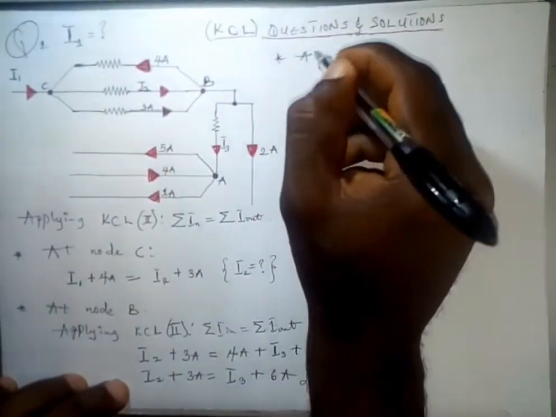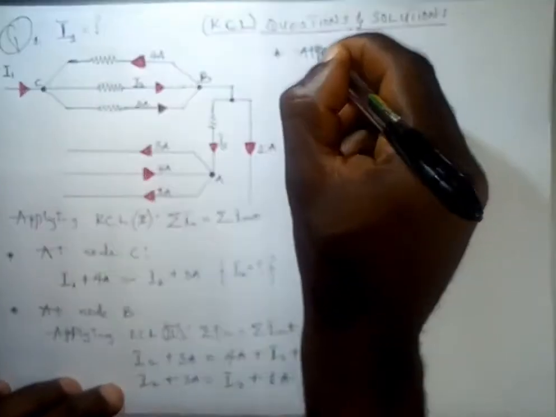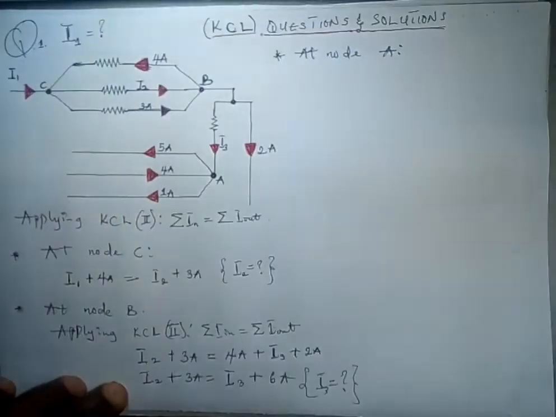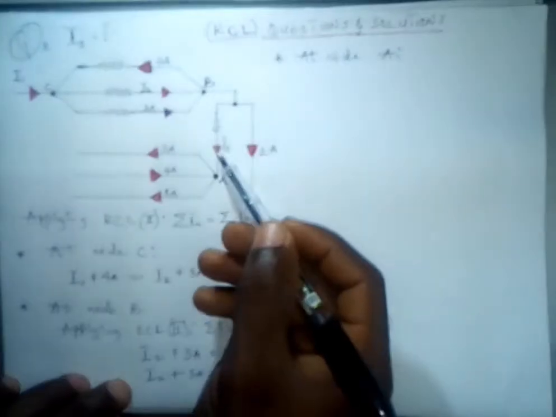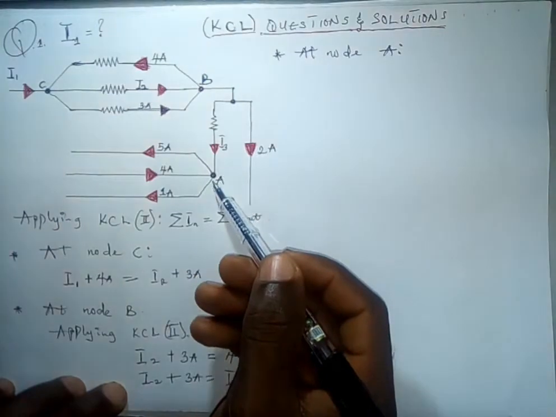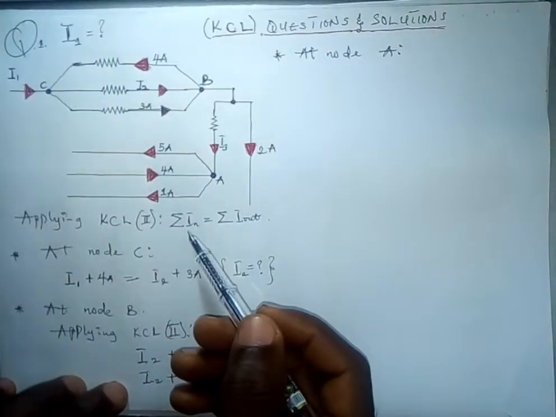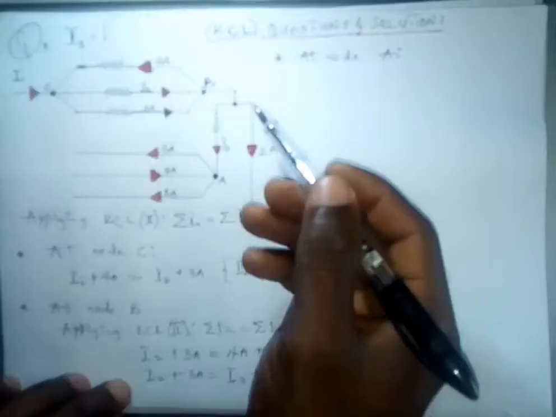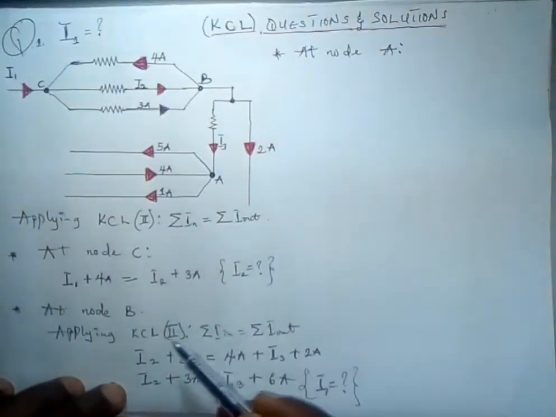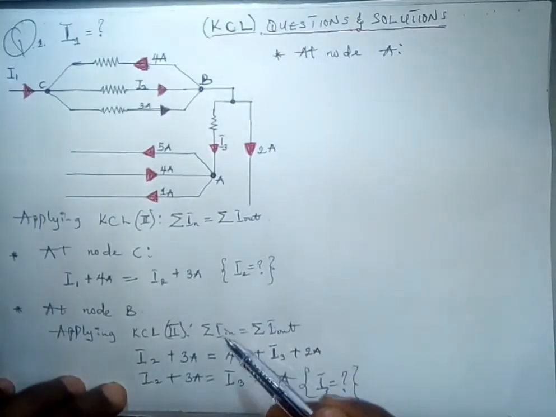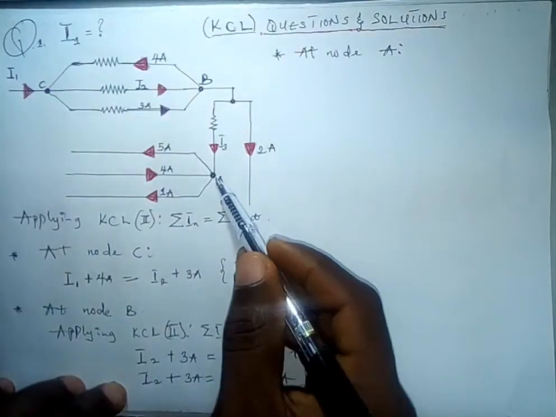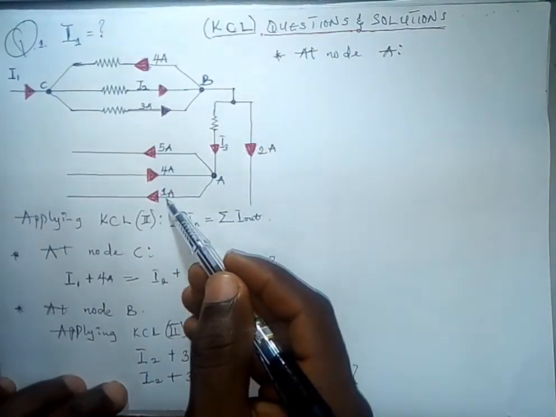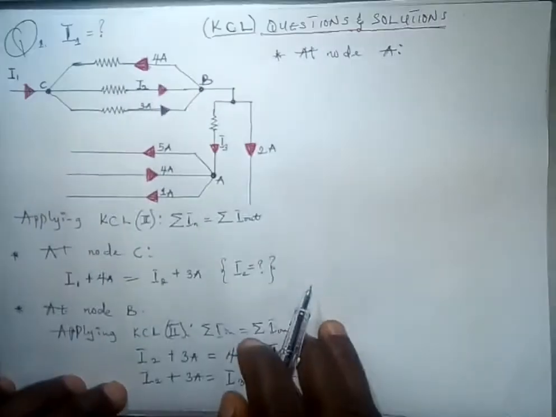Next one is at node A. What happened at node A? If you look at node A, I3 is entering node A. I'm very sure we are all following. We are still making use of the same method. That is what it means. So I3 is entering and 4 ampere is also entering, while 1 ampere and 5 ampere are leaving.